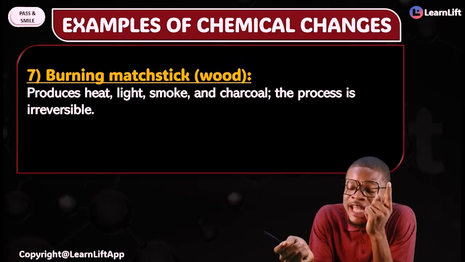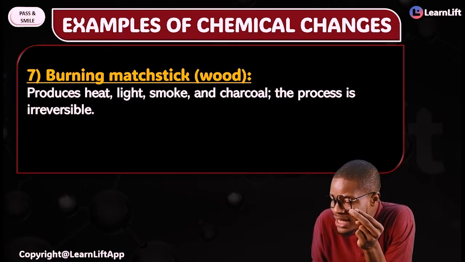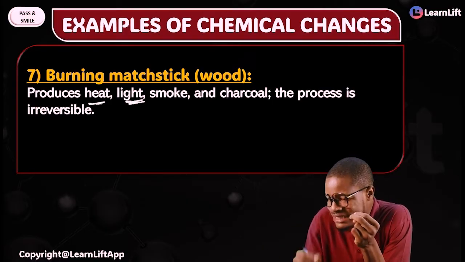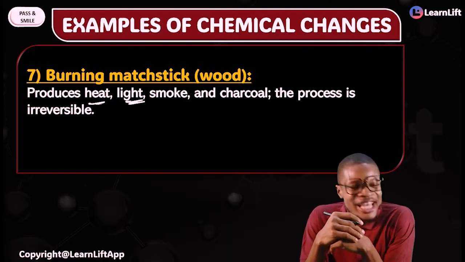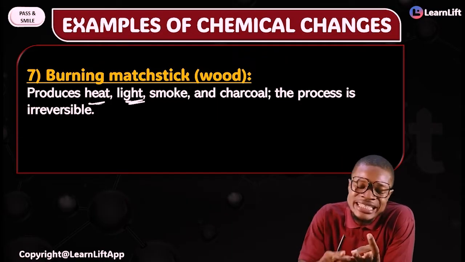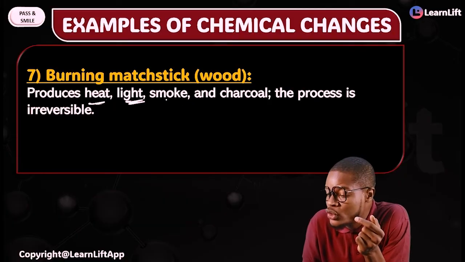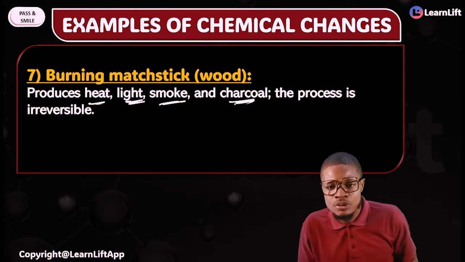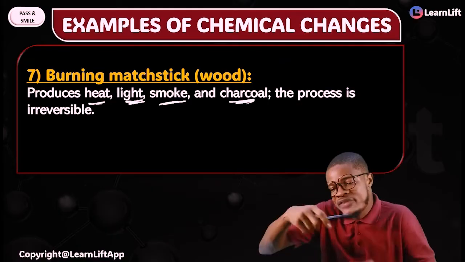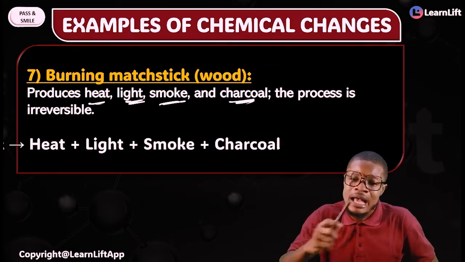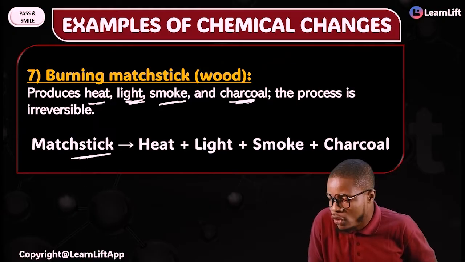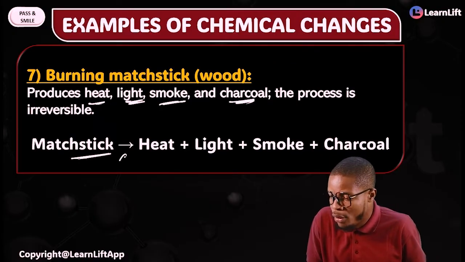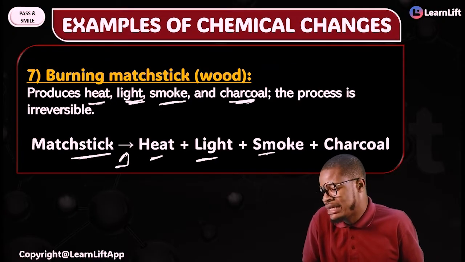It produced two major products. Number one is called heat. Number two is called light. So it produces two major products, heat and what? Light, as well as your smoke and charcoal. And this process is irreversible. So are chemical changes reversible or irreversible? Irreversible. And don't forget this: when you burn your matchstick, you have heat and light, and then your smoke and your what?